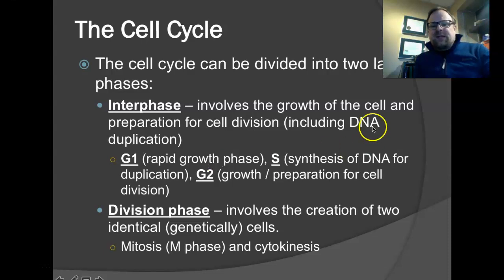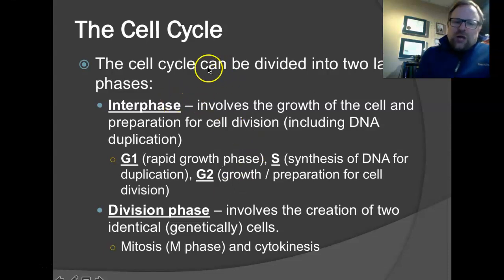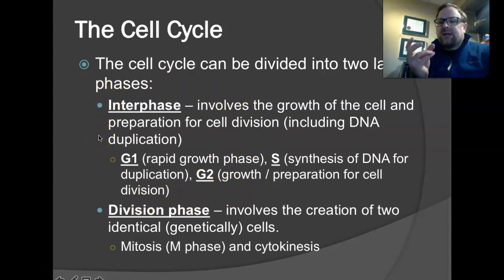There's an S phase, S for synthesis, and that's where we get the synthesis of DNA for duplication. So we end up duplicating the DNA at that point. And then the G2 or gap 2 phase, where we see a little more growth and we see preparation for cell division.